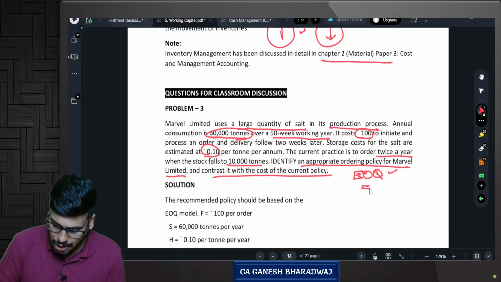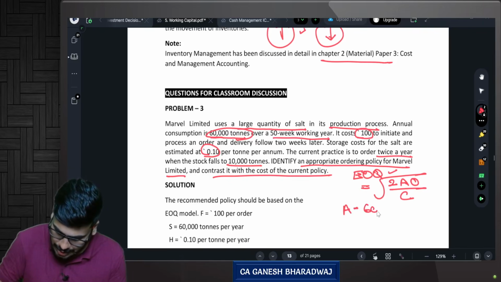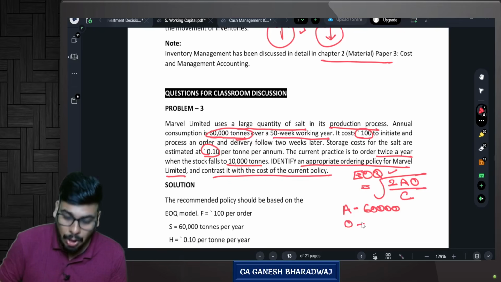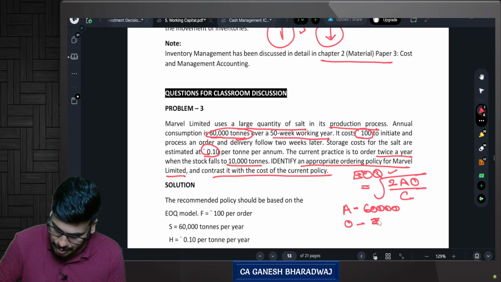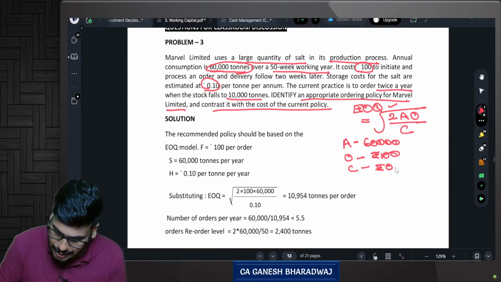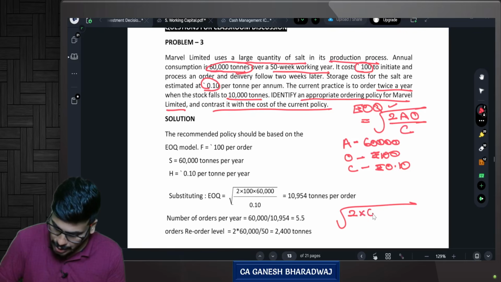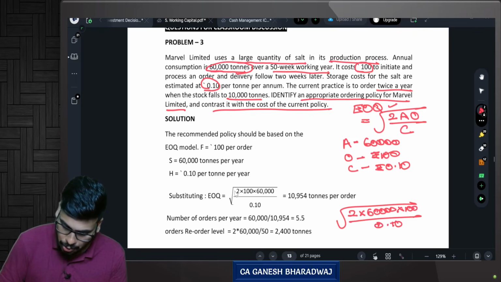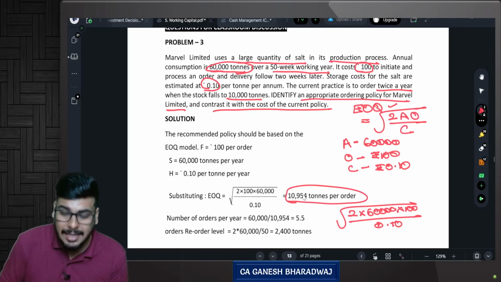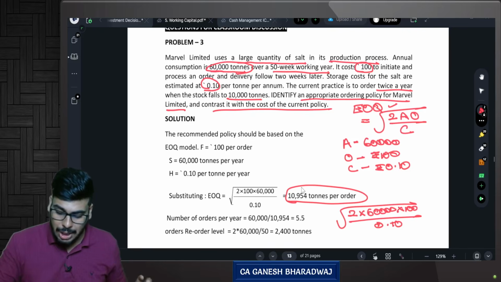So the EOQ is the root of 2 into A into O divided by C, where A stands for annual raw material consumption, that is 60,000 tons. O stands for ordering cost per order, that is rupees 100, and C stands for carrying cost per unit per annum, which is rupees 0.10. So how many units should I place an order for? Root of 2 into 60,000 into 100 divided by 0.10. If you calculate this, you will get 10,954. So the best optimum quantity is 10,954.